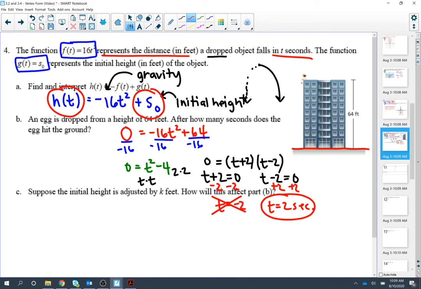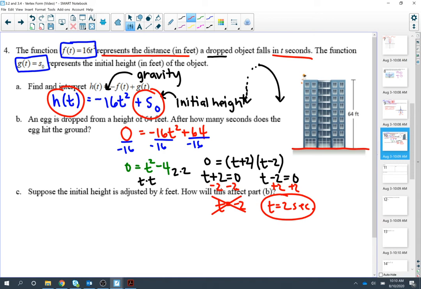Letter C. Suppose the initial height is adjusted by k feet. How will this affect part B? And again, don't overthink this, okay? So remember in vertex form, we had an a, we had an h, and we had a k? And the k was like the plus 5 or minus 2. It moved it either up or down. Well, if I adjust the initial height by k feet, let's say I adjust it by 10 feet, so instead of 64, we're at 74. How is this going to affect my answer in part B?